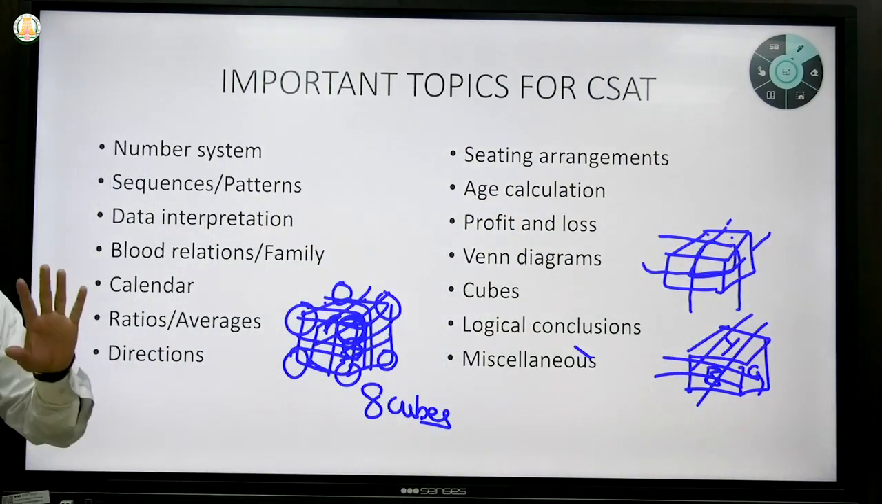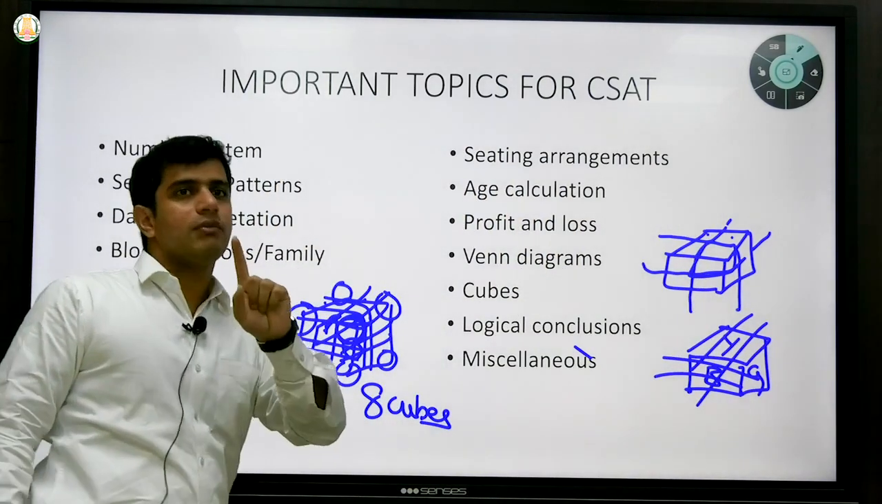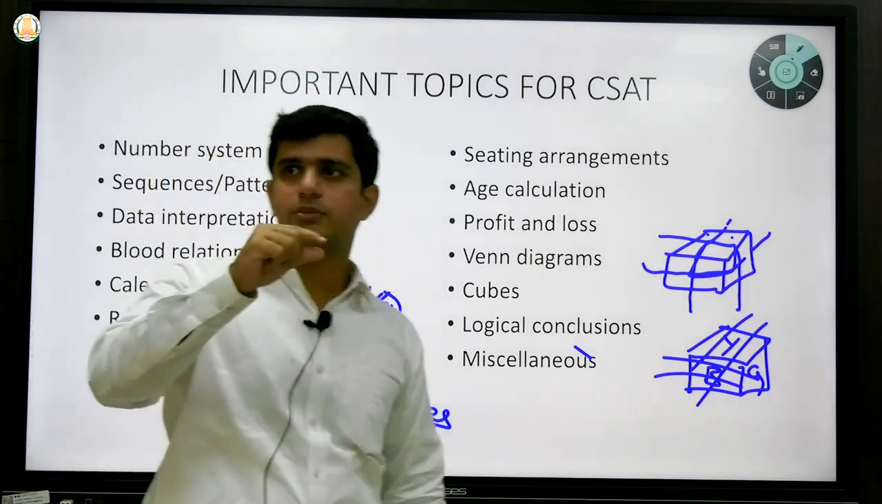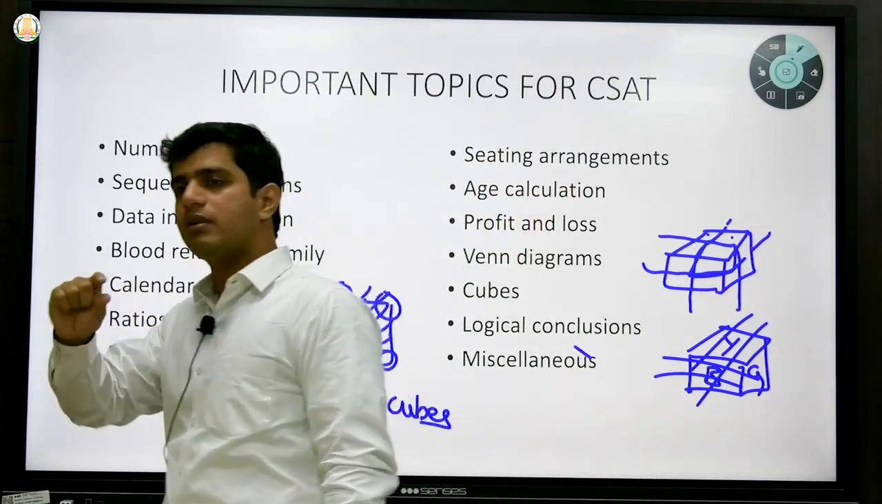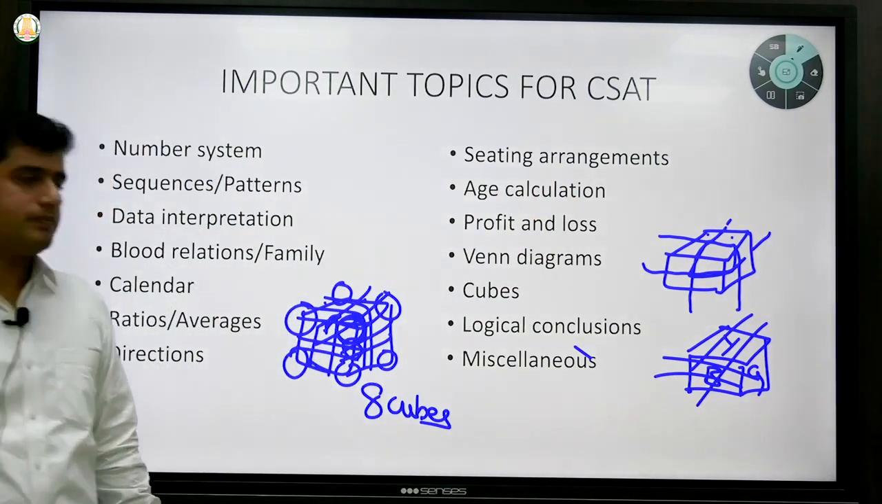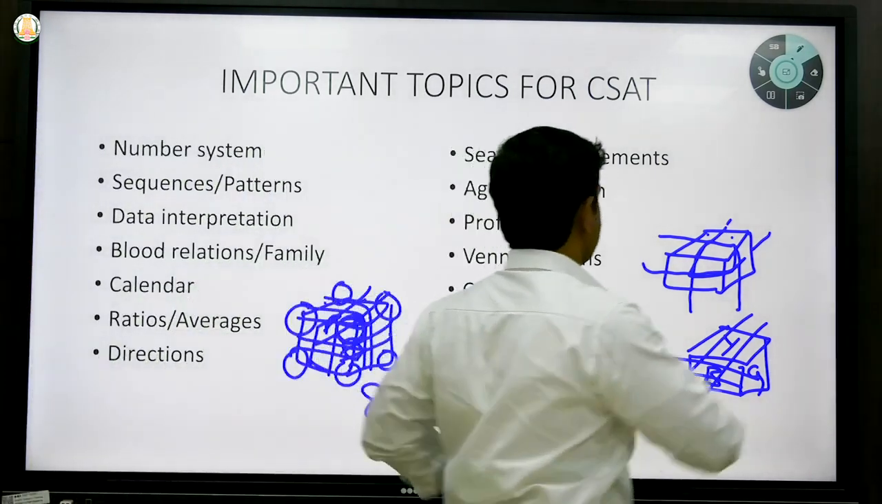And the rest are all single painted. There will be one cube which is not painted at all, which will be the centermost cube, because it is inside and will not have paint on any side. So that will be the one which is not painted at all. So this is about cubes.